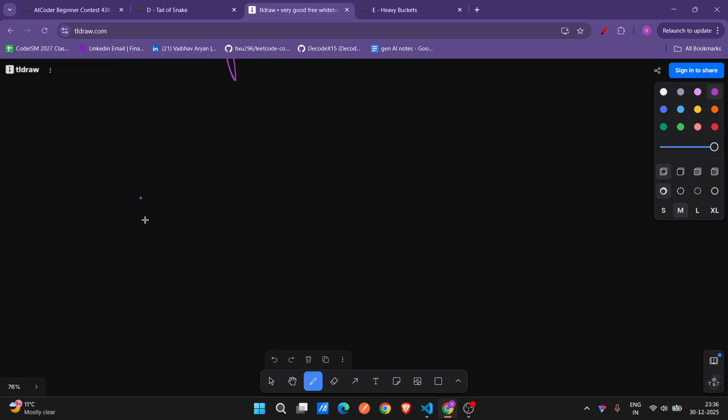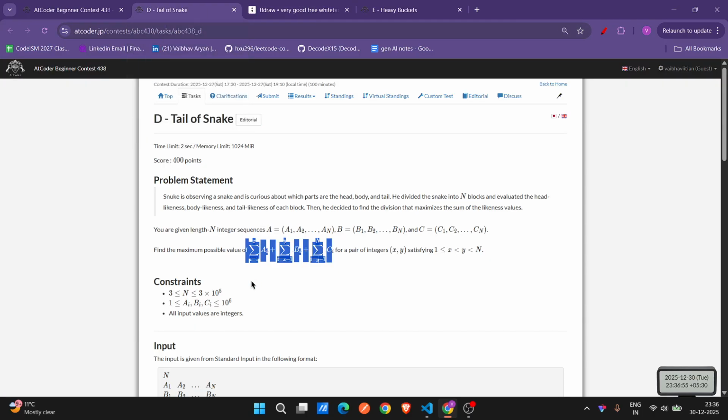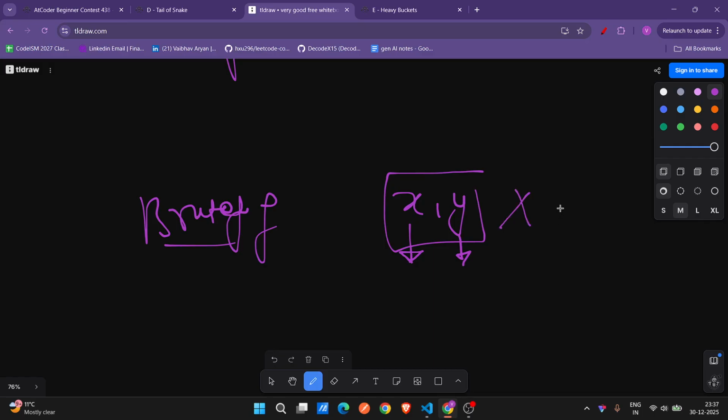So first of all, the brute force approach will be, you just have to pick two values, right? X comma y. So can I take all values for x or all values for y? That was the first thing which came to my mind. But you can see x can go up to 10 to the power 5, and y can also go up to 10 to the power 5, so you cannot do this, that will be TLE.